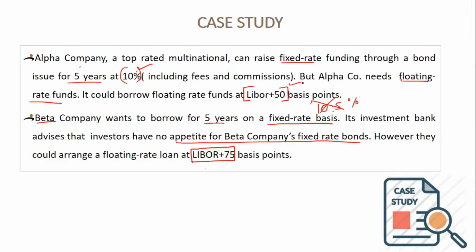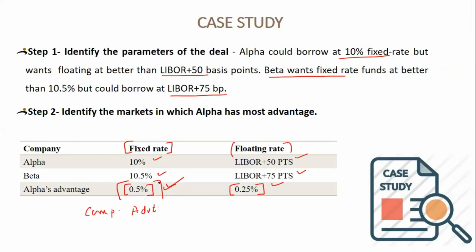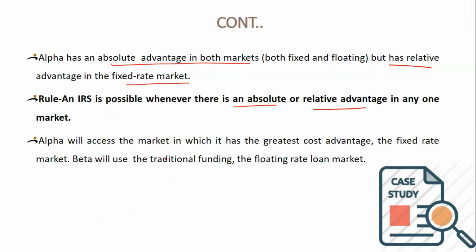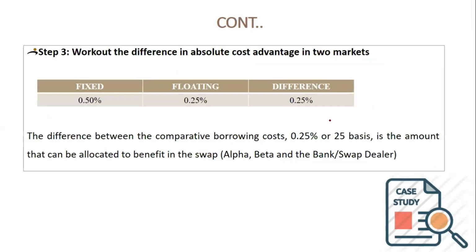Now let me go back. Remember, Alpha wants to borrow on a floating rate basis, but they have a relative advantage in the fixed rate market. So it makes more sense for Alpha to borrow in the fixed rate market. Beta has no choice because the only market available for them is the floating rate loan market.